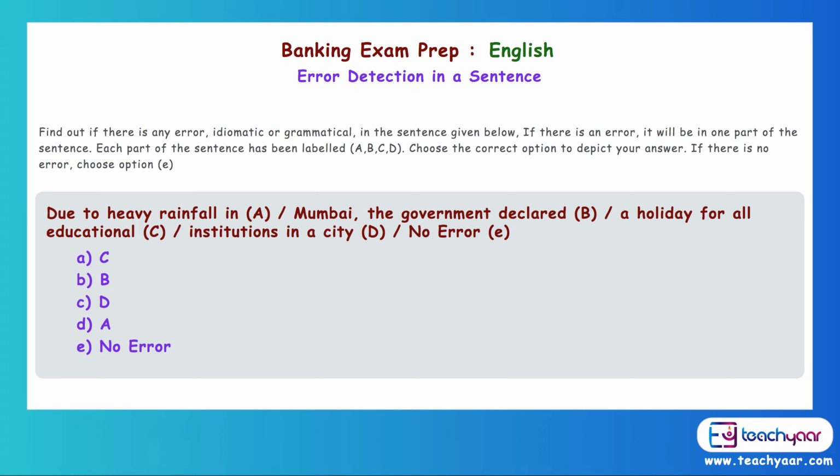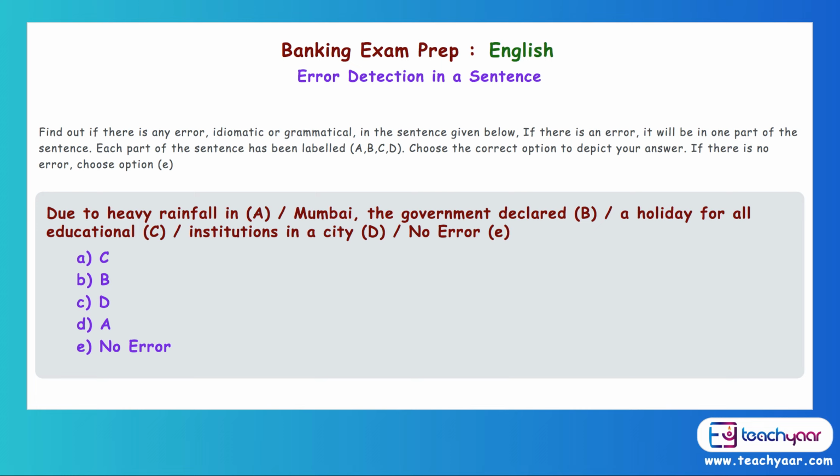So let's read the instruction. Find out if there is any error, idiomatic or grammatical, in the sentence given below. If there is an error, it will be in one part of the sentence. Each part of the sentence has been labeled A, B, C, D. Choose the correct option to depict your answer. If there is no error, choose option E. I hope you have understood the instructions.